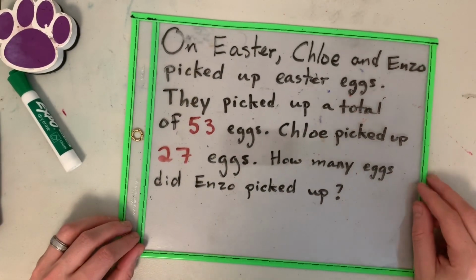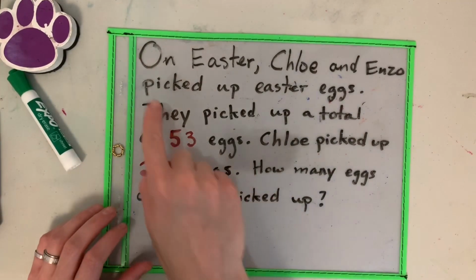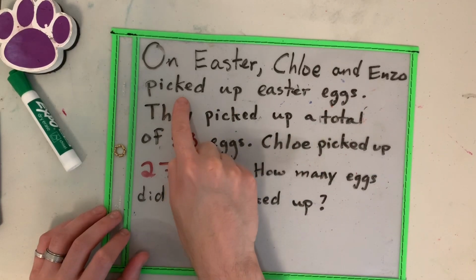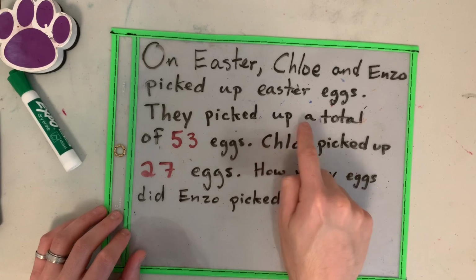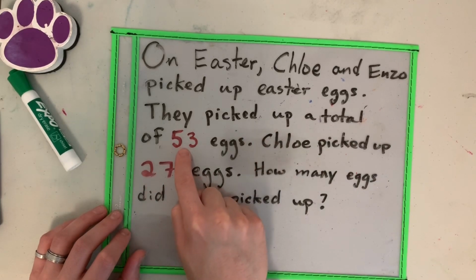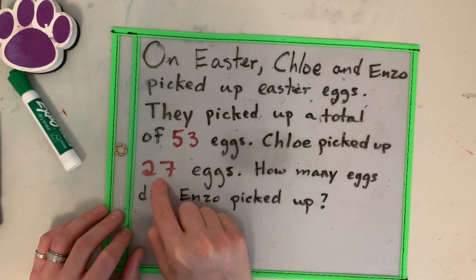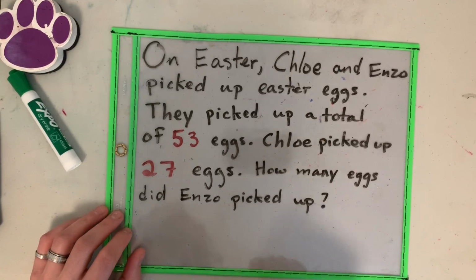I'm going to read aloud this word problem. And here says, on Easter, Chloe and Enzo picked up Easter eggs. They picked up a total of 53 eggs. Chloe picked up 27 eggs. How many eggs did Enzo pick up?